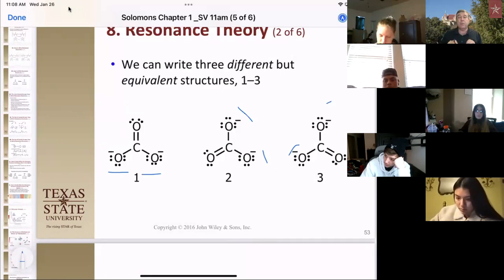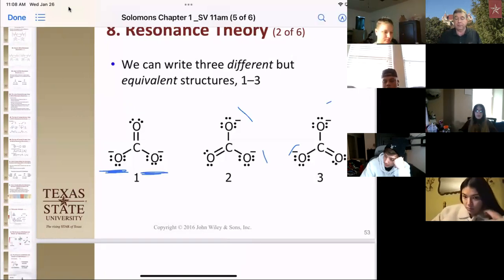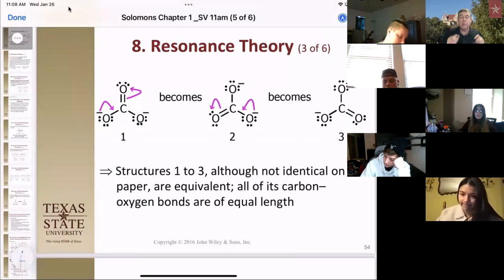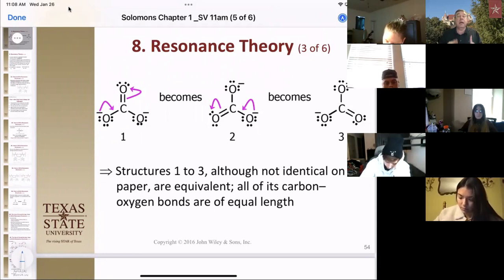That means we must be moving that negative charge. It's not fixed on this oxygen or this oxygen. It can move around to any of those 3 oxygens. So what does that give us? That means we can turn one of these structures into another just by moving electrons. We're never going to break our single bonds. We're only going to move lone pairs and double bonds to change to the other structure.